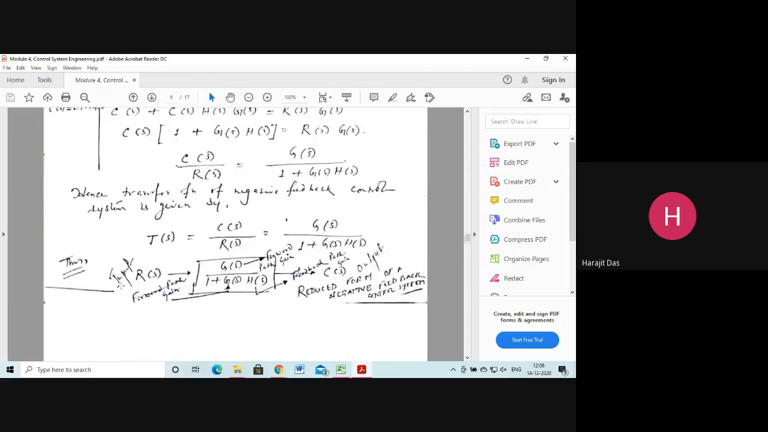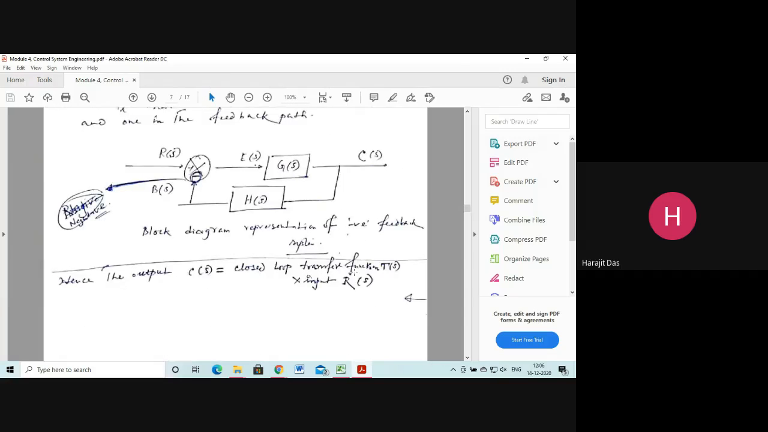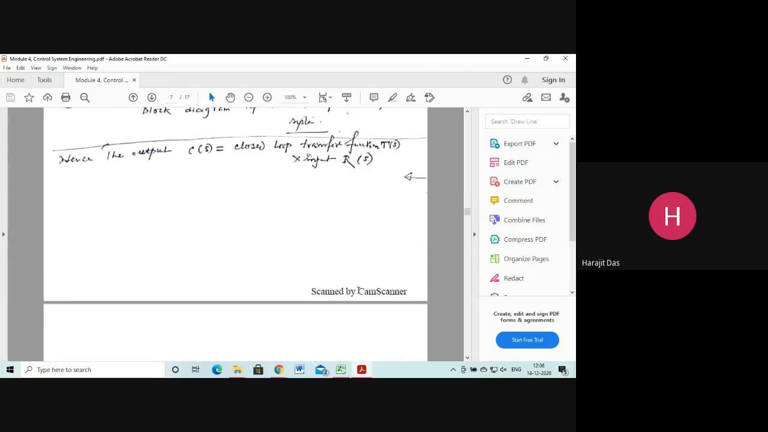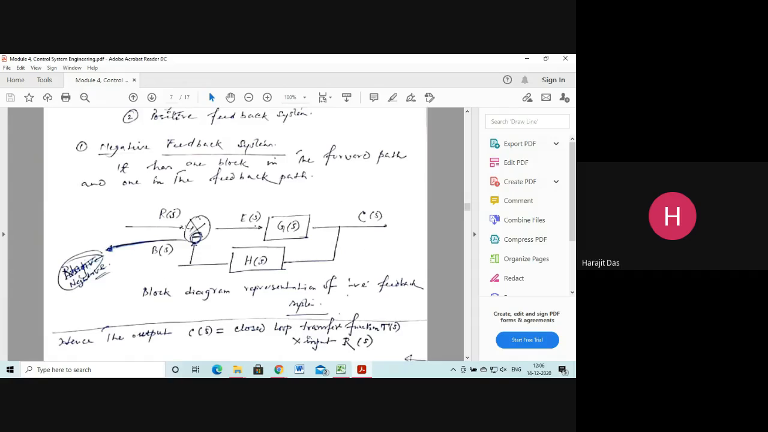Oh yes, so one line was written, I told you that it was written here. So here you can see the output for that simplified diagram. So C of S, this is the output, will be equal to the closed loop transfer function T of S into R of S. So this whole intermediate part is converted to T of S, just like G(S) for an open loop system. So R(S) into T(S) will give you C of S.